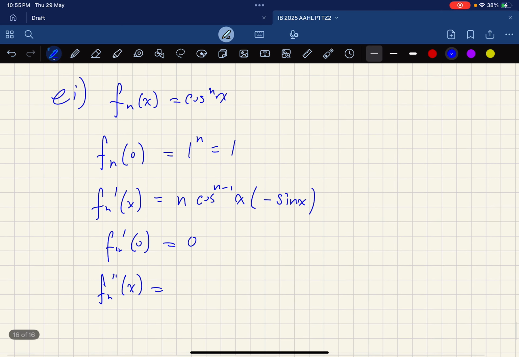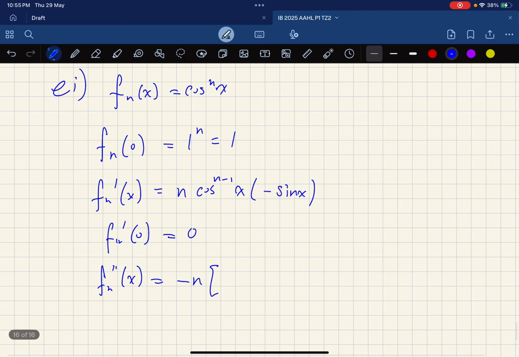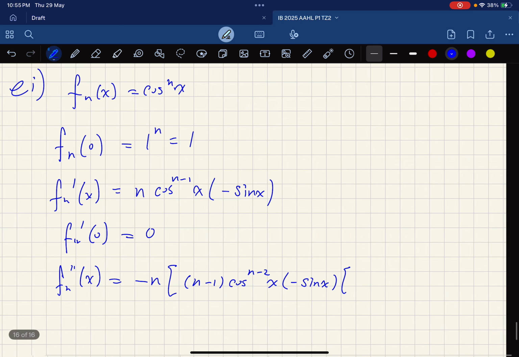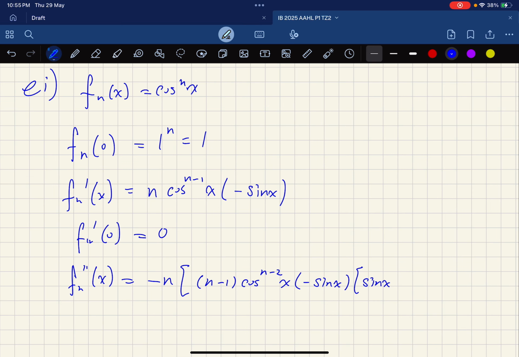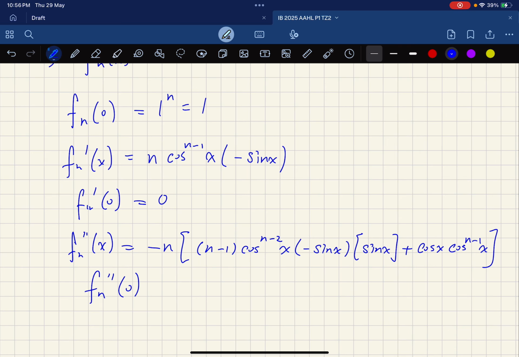Double derivative. So what you do is differentiate this again. So this, just leave it, negative n. Chain rule inside. So differentiate the cosine first. It will be (n-1) cosine^(n-2) x, chain rule inside. Don't forget to copy the sine. Plus differentiate the sine, which is cosine, and then copy the front, which is cosine^(n-1) x. Okay, put 0. The whole front will be gone, so just negative n times this one. So 0, 0, 1 times 1, so we're just left with 1 at the end.